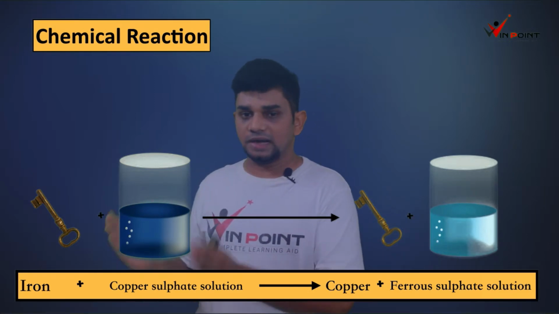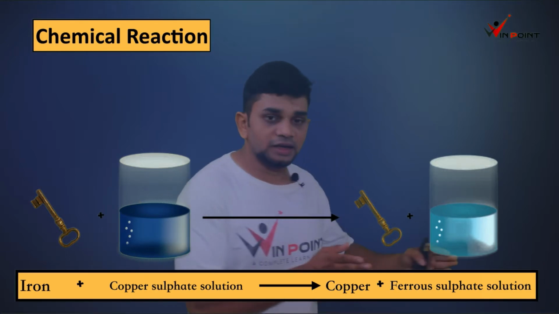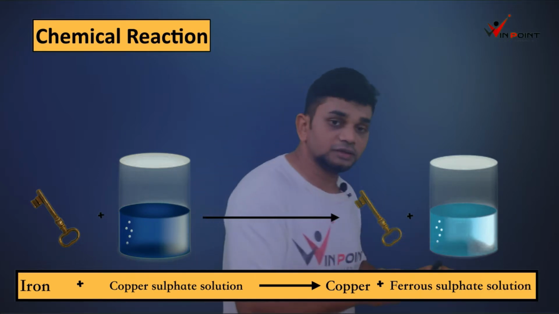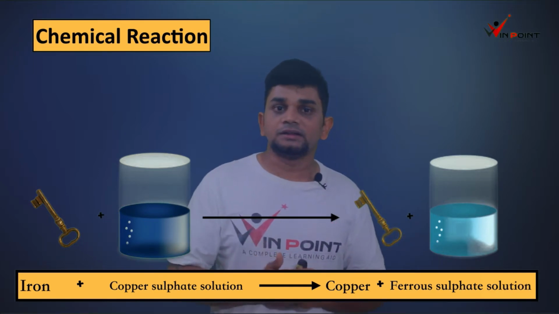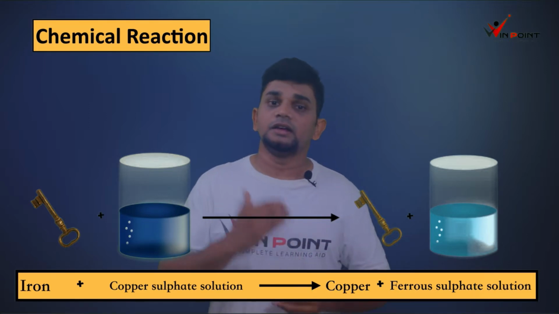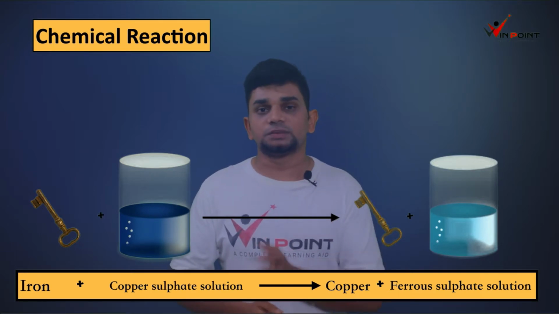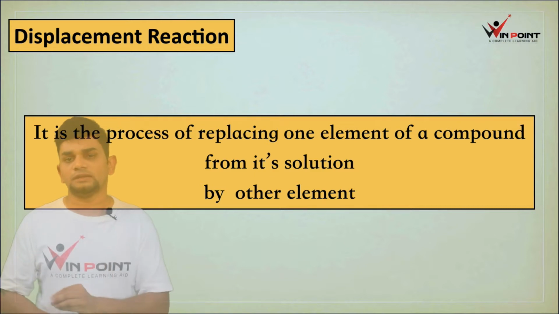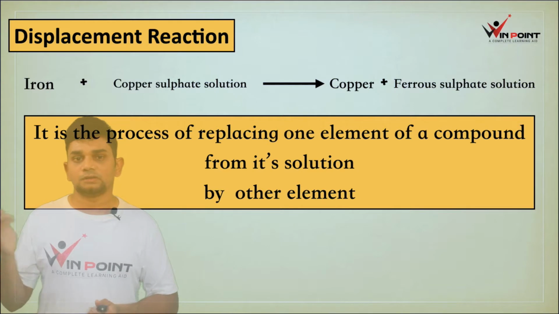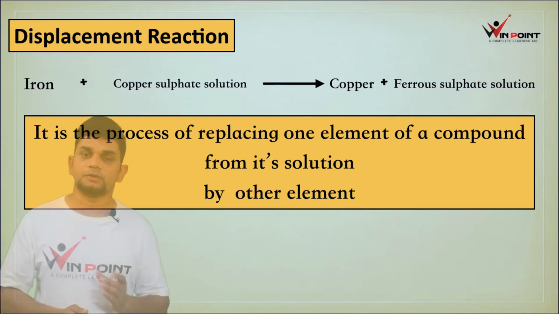If we compare the reactant side, iron was alone in the reactant side. But after the reaction, iron has been combined with sulfate. Here it was copper sulfate and after the reaction copper is alone. Here iron is replacing copper. Iron is more reactive than copper, so iron can replace copper from copper sulfate solution. This reaction is known as a displacement reaction. It is a process of replacing one element of a compound from its solution by another element. Iron plus copper sulfate solution gives copper plus ferrous sulfate solution. It is the best example for a displacement reaction.